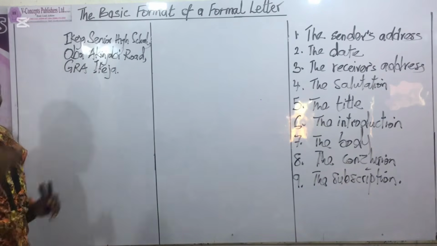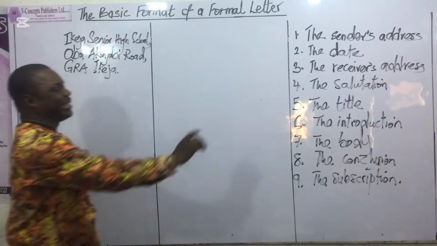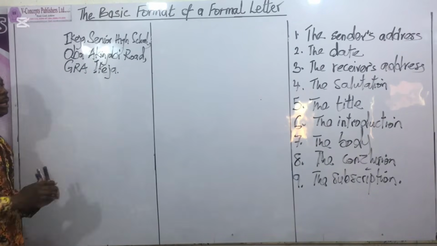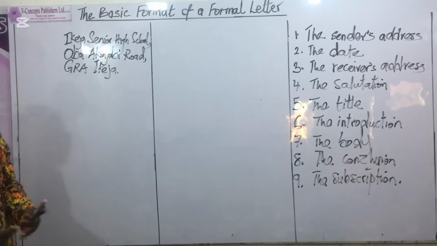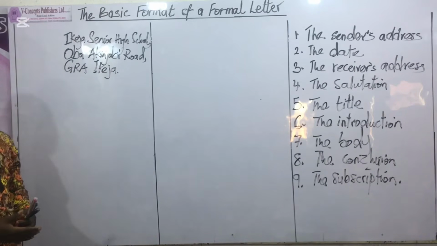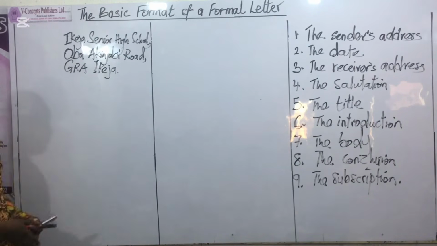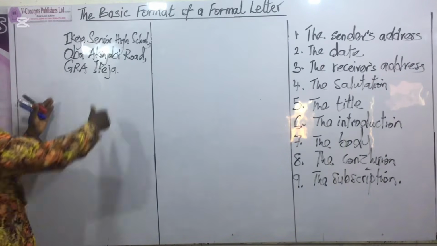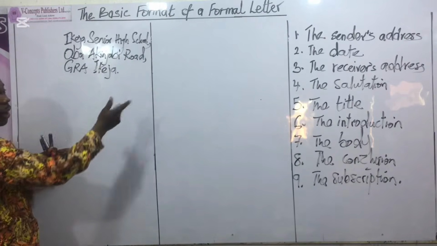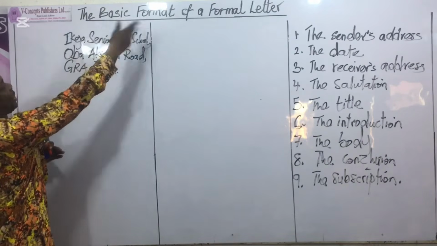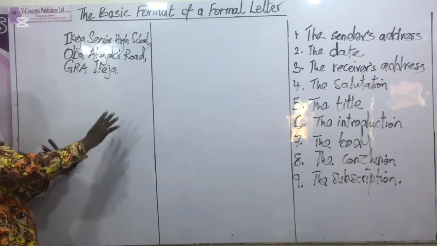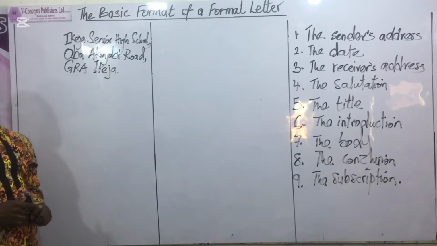Now the next thing you do is to write the date. That is the next format that we are going to consider. Remember when we were discussing the informal letter, we said you can use the slant form. We're not going to be treating that one again in this video. And then we also said there is what you call the open format, where you are not going to use punctuation. Like Ikeja Senior High School, no comma, Oba Akinjobi Road, no comma, Ikeja GRA, no full stop. So just leave it open. So these are ways you can write an address.